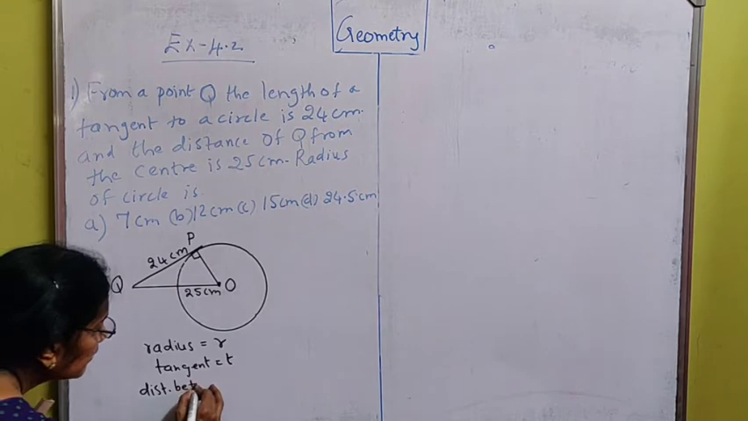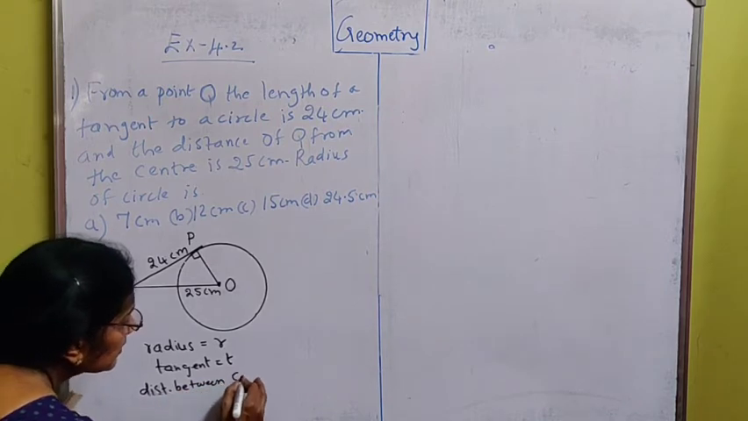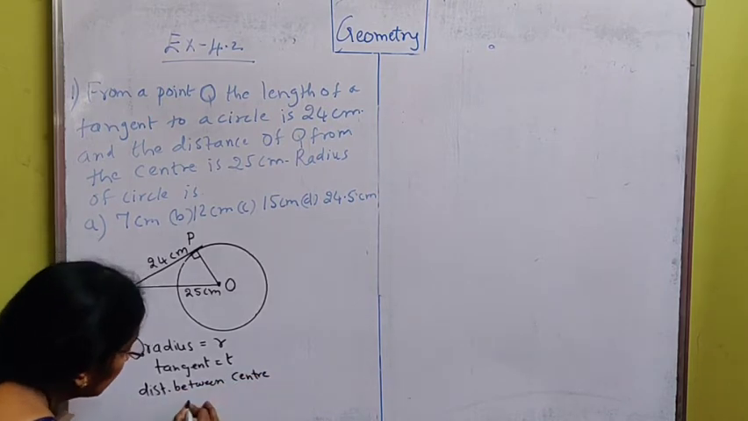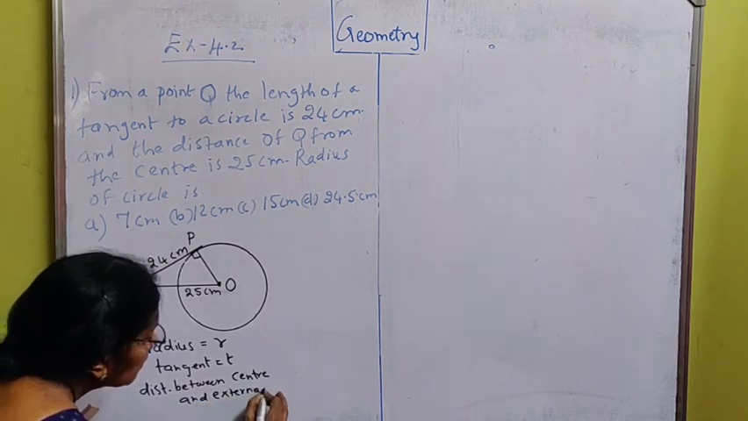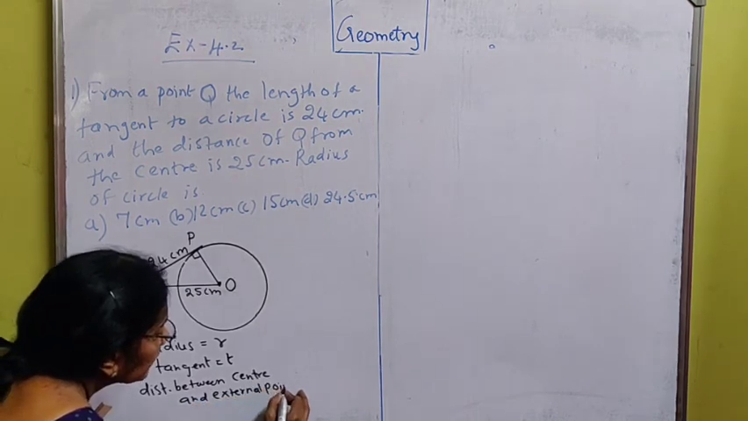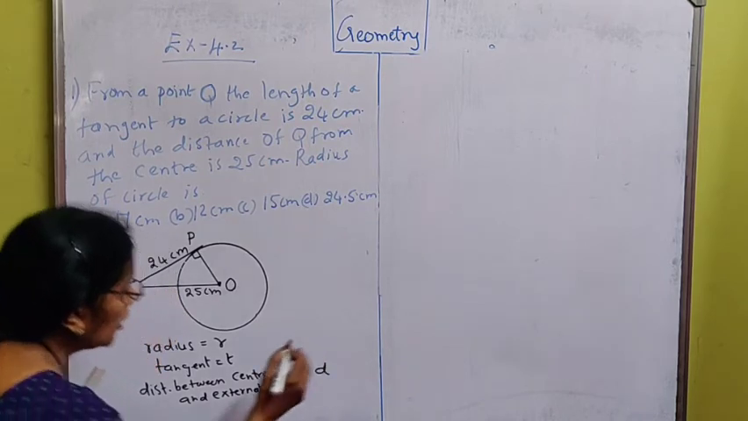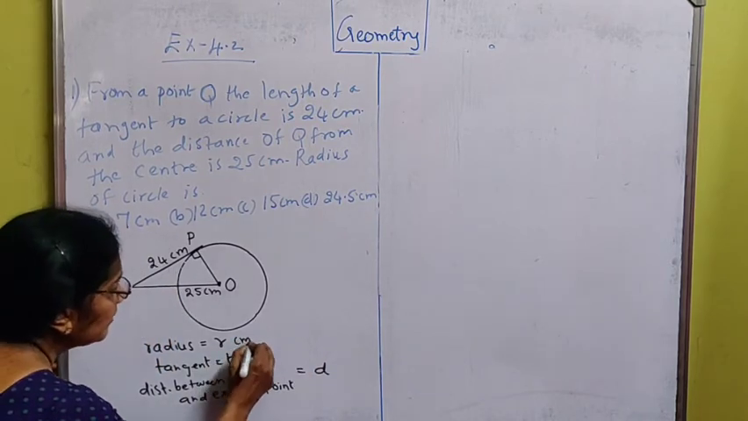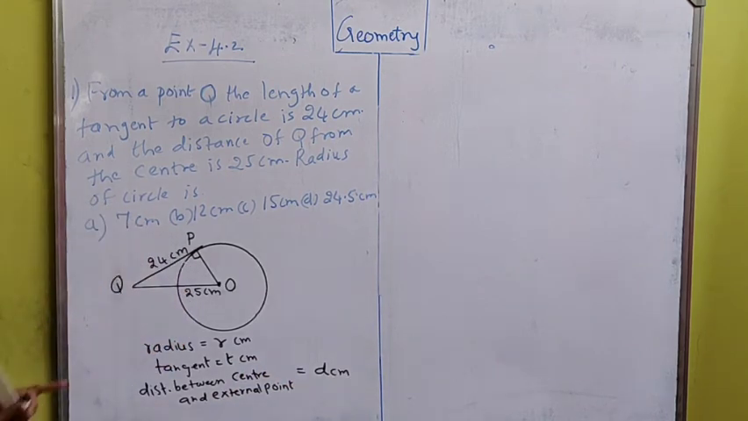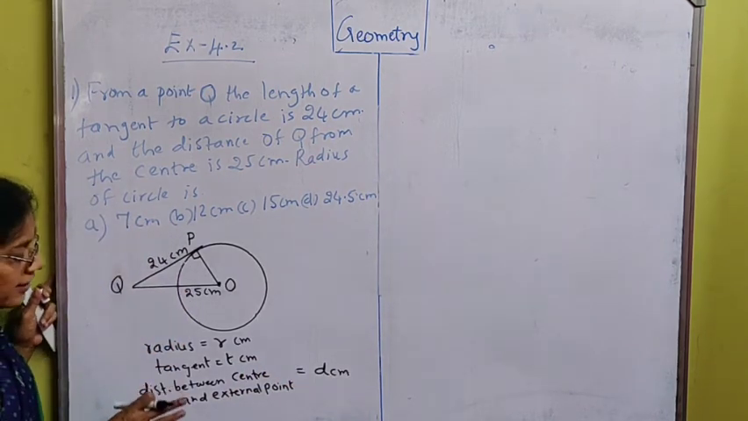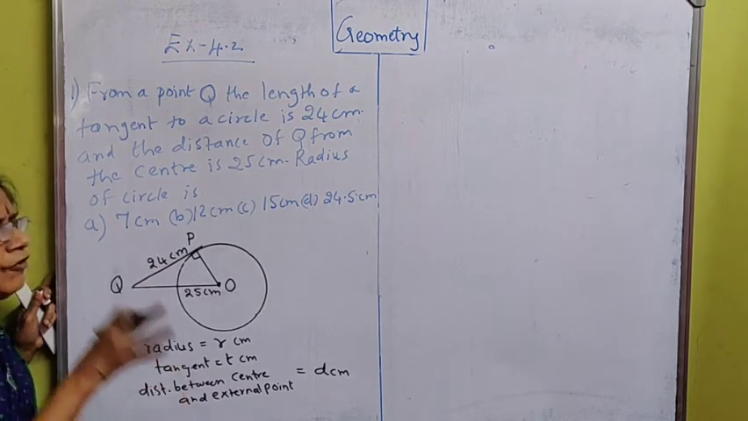Distance between center and external point is taken as small d. This is r centimeter, t centimeter and d centimeter. So remember that. This is a very easy formula.